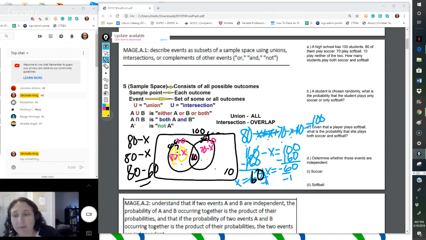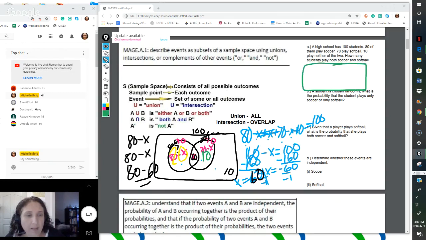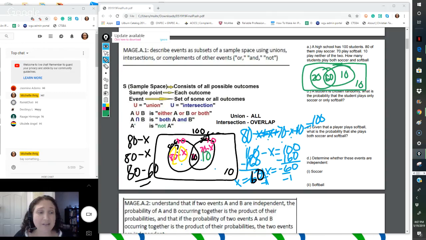Same thing over here. On this side, I've got 70 total people who play softball. There's 60 who also play soccer. So I'm left with 10 here. So really, my picture would be like this. This is going to be 20. That's too small. So we've got our two circles. This part's going to be 20. This part is going to be the 60. This part's going to be my 10, and this part's going to be my 10. Now from there, I can answer questions.